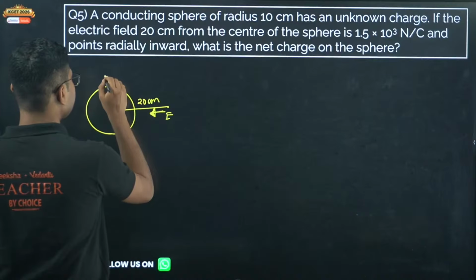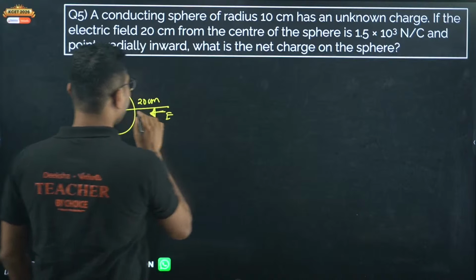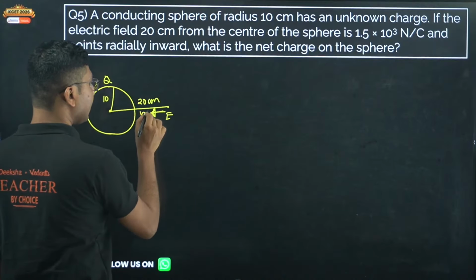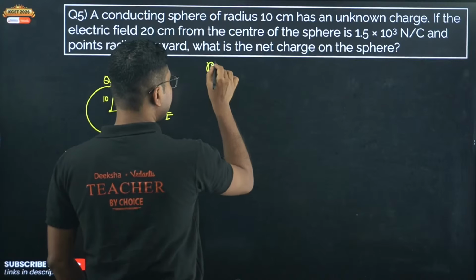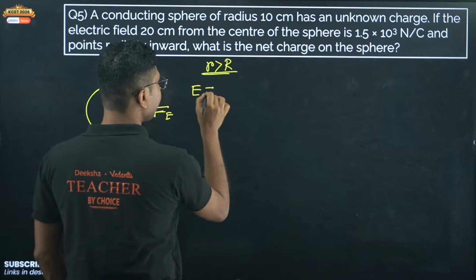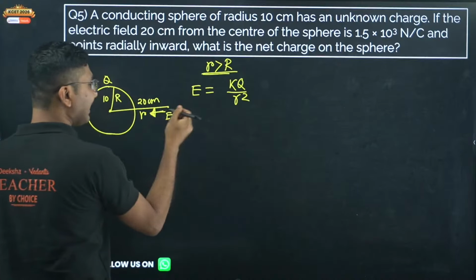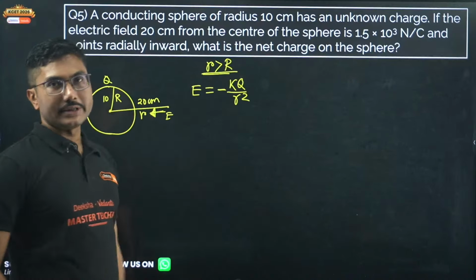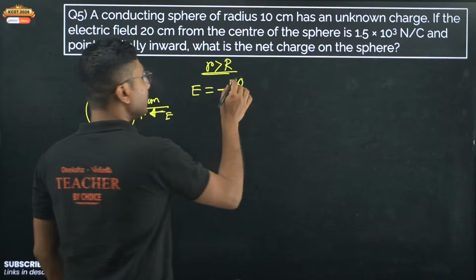If the net charge on the sphere is Q, then we can say the electric field at a distance of 20 centimeter is outside the sphere. First of all you have to check whether the distance or the radius is greater. Here obviously distance is greater than radius. So the electric field outside the sphere is given by KQ upon R square, and it is radially inward. Inward means it will be a negative electric field. Inward electric fields are negative, outward electric fields are positive, because the charge will be negative. We will see that.